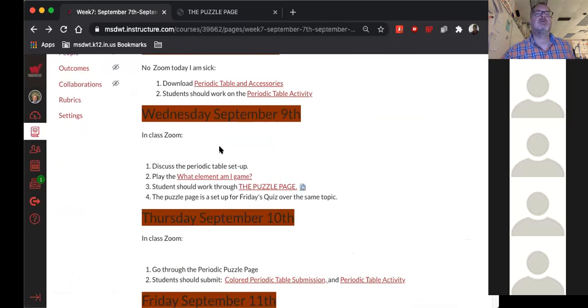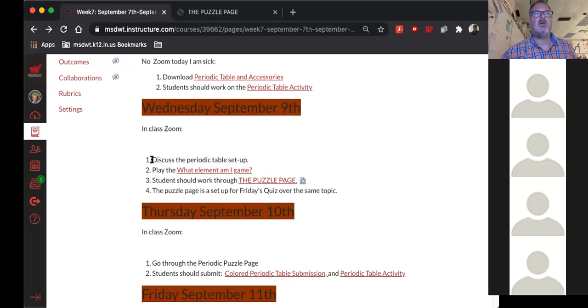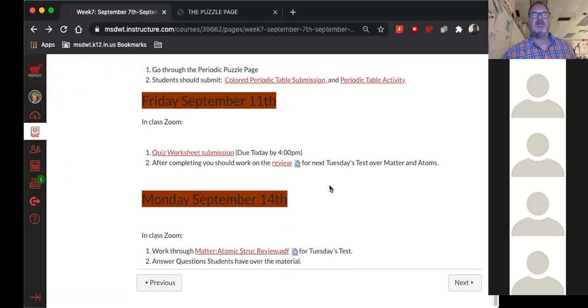So let's take a look at what we got today. We want to discuss how the periodic table is set up, play the what element am I game, and work through the puzzle page. Now the puzzle page is set up as basically the same setup as Friday's quiz. So to test you over the periodic table, we'll have a quiz on Friday that's set up similar to the activity that you're going to be finishing up tonight.